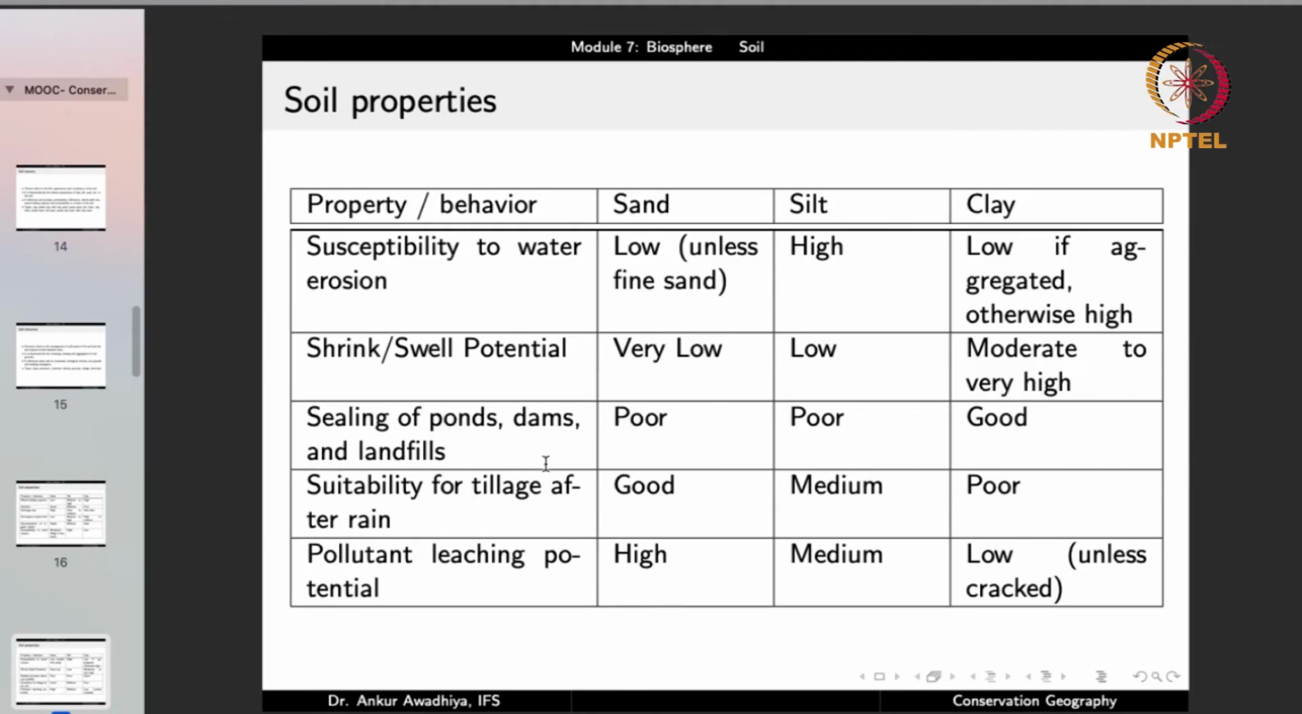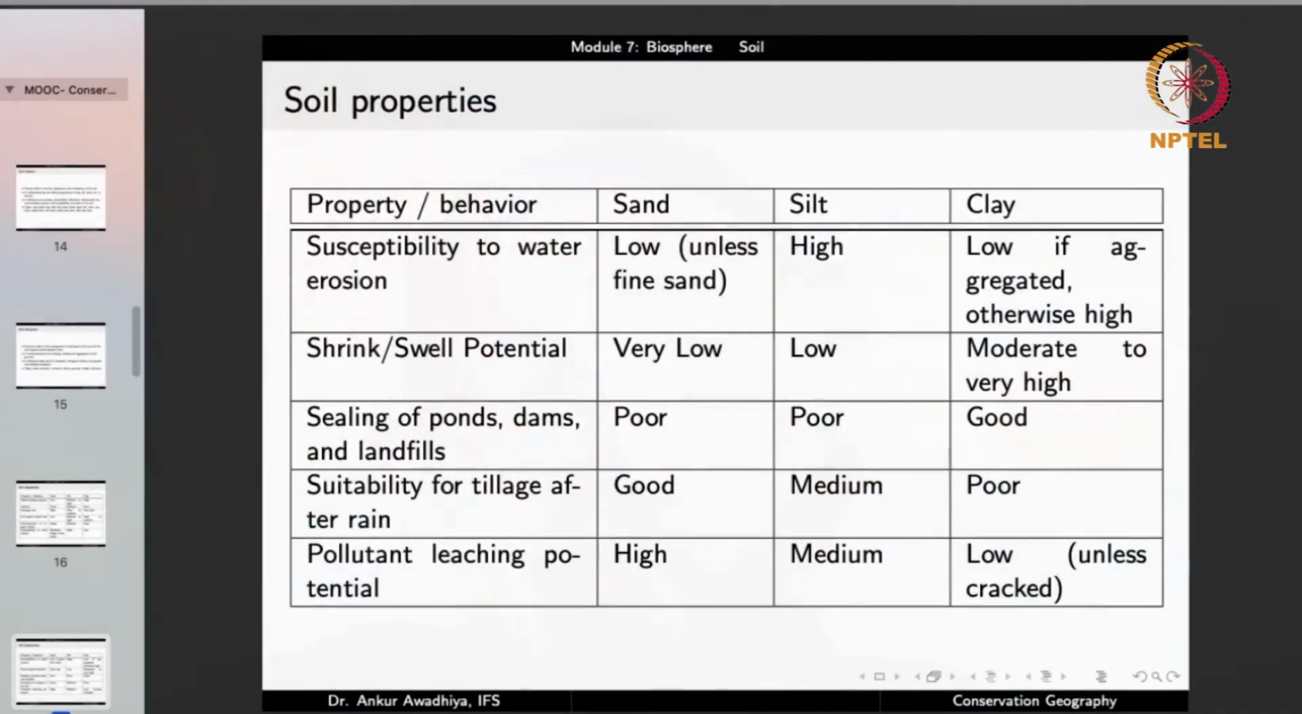Then if we talk about the sealing potential for ponds, dams and landfills, clay is used as a very good sealant. Because of its small sized particles, it can fill in all the gaps and all the pores at the bottom of the pond, which makes the bottom of the pond a watertight structure and it retains water. Now this is possible because the clay has very fine particle size. So the sealing potential of clay is good, but for sand and silt it is poor.